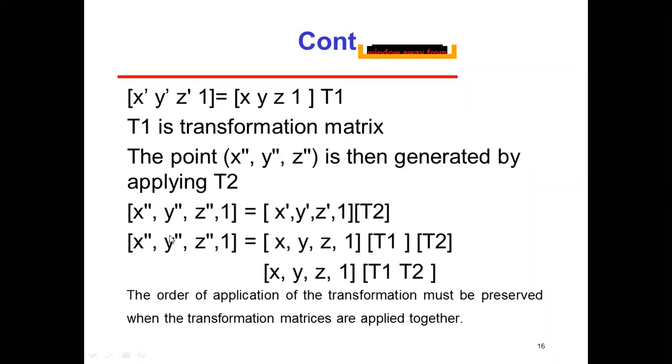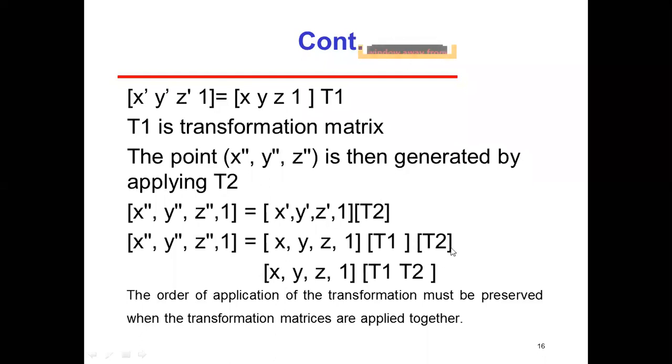So we can now solve this: x double dash, y double dash, z double dash 1 equals, we are going to replace x dash, y dash, z dash 1 with this value from the earlier equation, x, y, z 1, T1. So we will put here x, y, z 1, T1, followed by this T2.